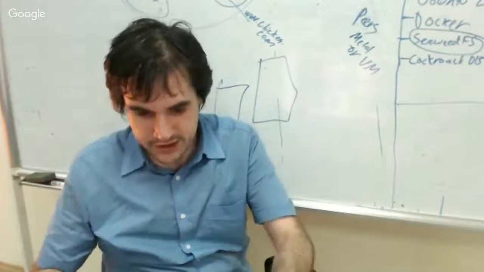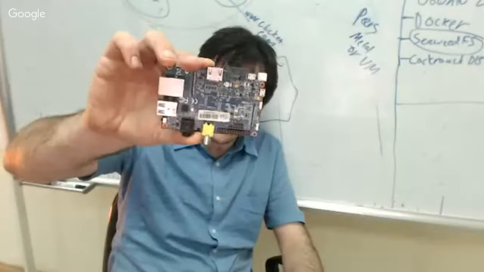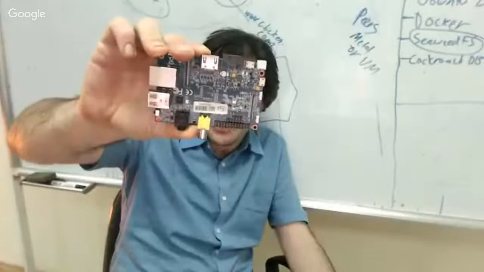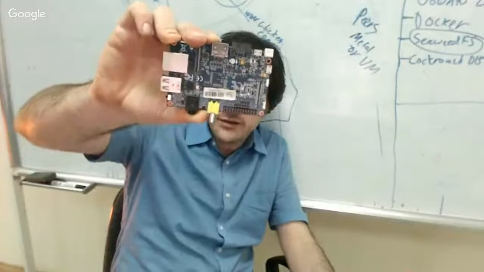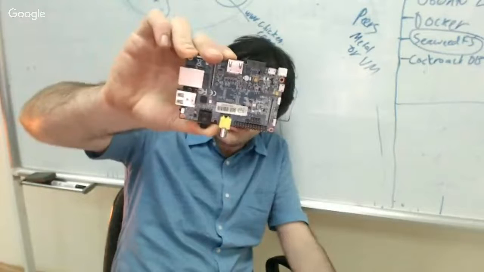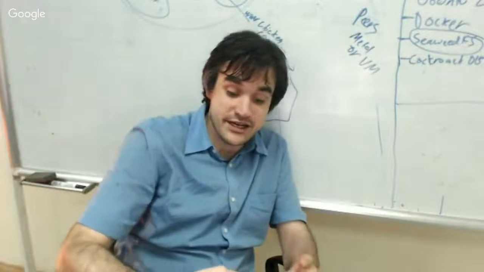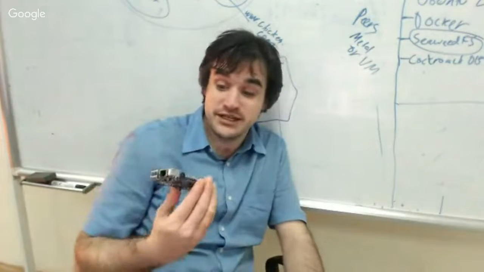This is a Banana Pi made by Sinovoip, and it's almost exactly like a Raspberry Pi. It's a lot faster than the Raspberry Pi 1, a little slower than the Raspberry Pi 2. And it's really cool, $35. But this is where it gets interesting and potentially world-changing.